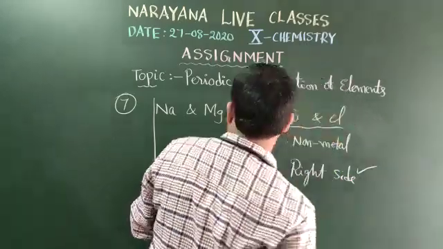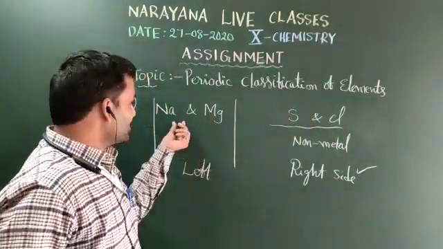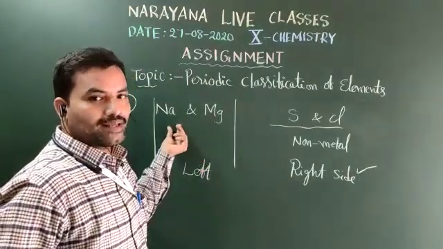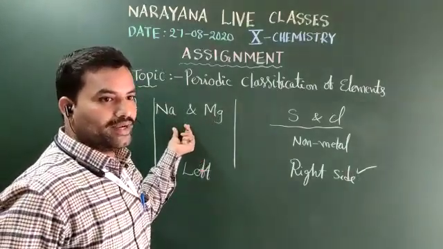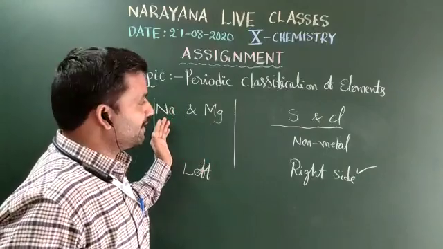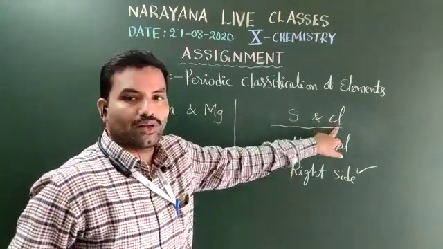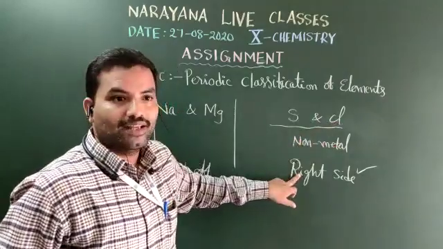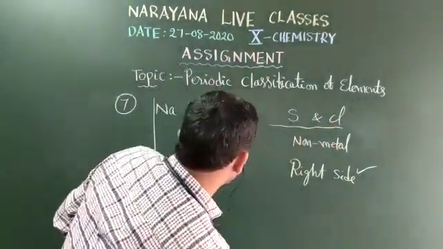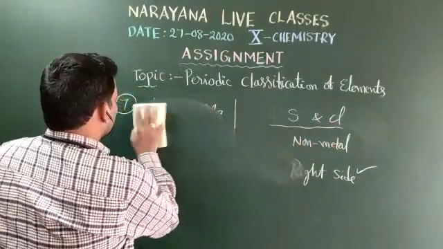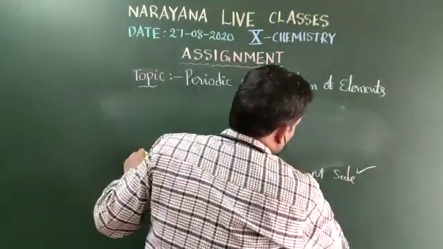And this is the answer for the seventh question. Here the metals like sodium and magnesium are the S block elements, placed at the left side of the periodic table, whereas sulfur and chlorine are the P block elements, the non-metals present at the right side of the periodic table. This is the answer for the seventh question. Move on to the eighth question.